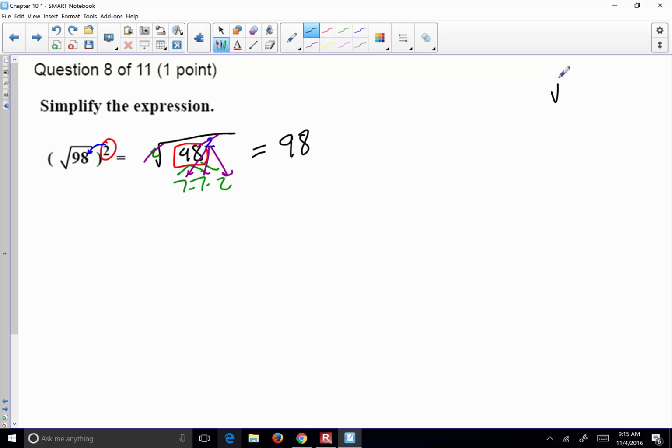Actually, we can even make a rule out of this. If you have a power around a square root and the index matches, we cancel them with each other.